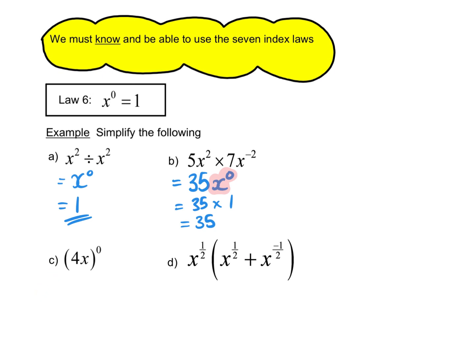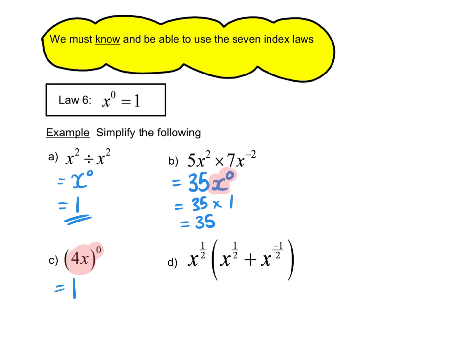Now, this one has 4 times x to the power of 0, but it's a slight difference. There are brackets around this 4x, which means all of this is to the power of 0. So that 0 there is actually acting on the whole bracket, everything in there. Because everything in there is to the power of 0, the answer to this is 1.